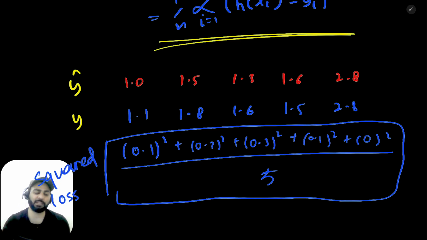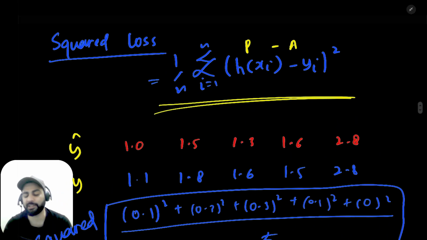Okay? Is the squared loss clear? So again, reading it in English, it means take a prediction, subtract it from the actual value, and then square it, then take the summation and divide by the total number, basically taking the average of these things. Take all the data points and take the average of this. So this is the squared loss.